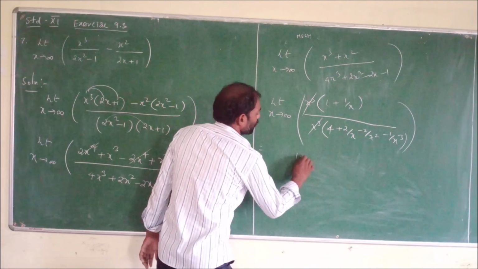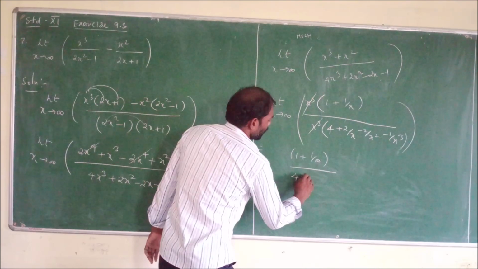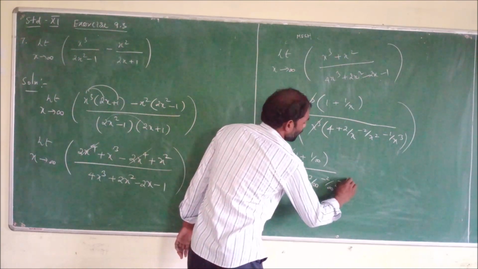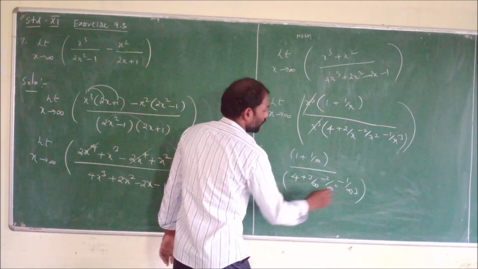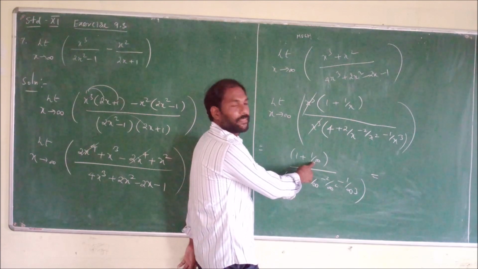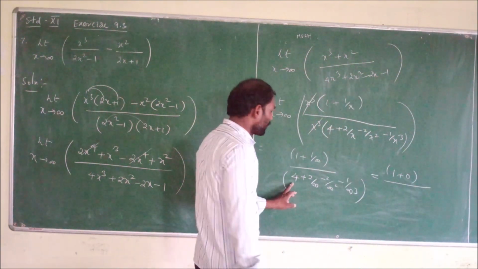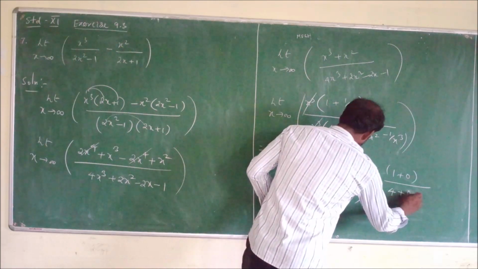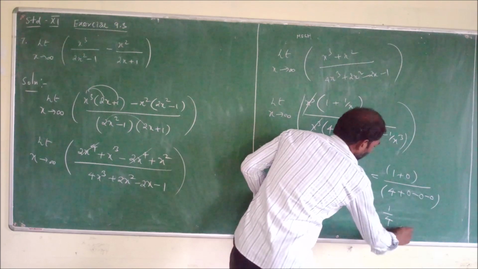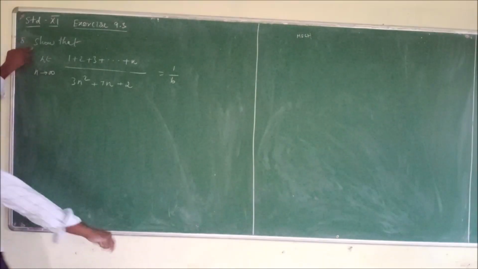The numerator term is 1 plus 1 by infinity. The denominator term is 4 plus 2 by infinity minus 2 by infinity square minus 1 by infinity cube. Anything by infinity is 0. So the numerator term is 1 plus 0, by the denominator term 4 plus 0 minus 0 minus 0, equal to 1 by 4, is the limit value of problem number 7.